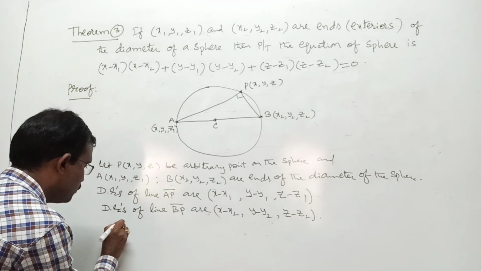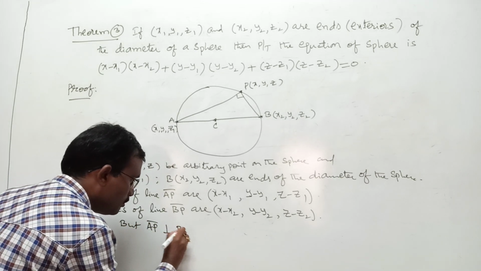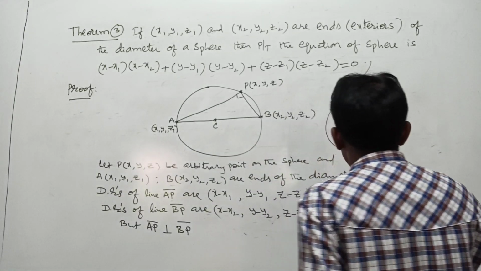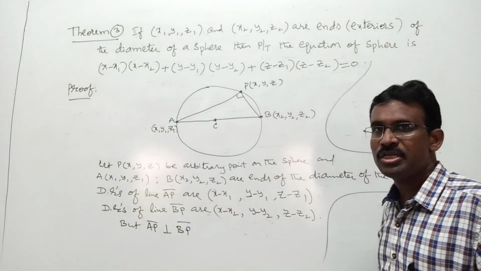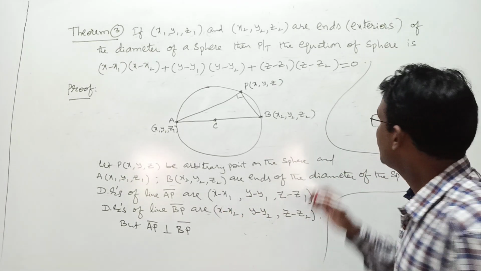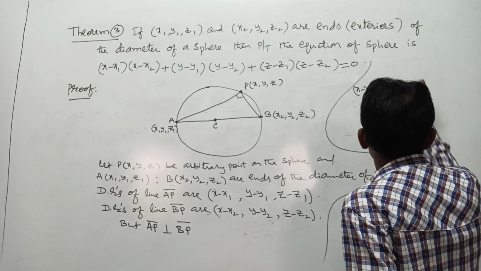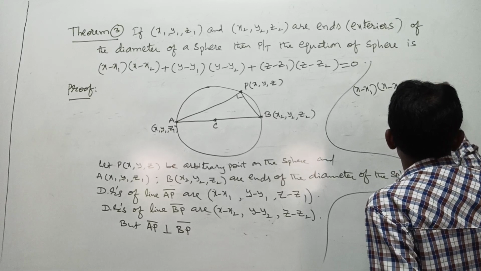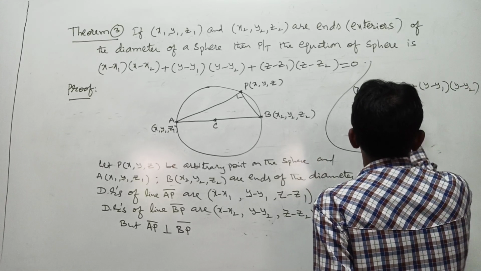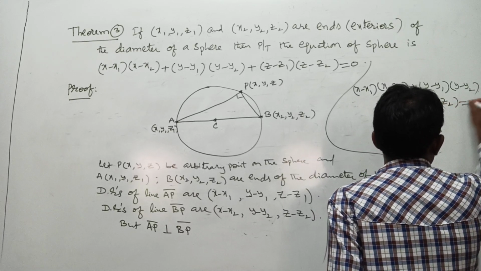Now use the perpendicular condition between direction ratios of two lines. This AP line is perpendicular to the BP line. The perpendicular condition in terms of direction ratios is this into this plus this into this plus this into this equal to 0. That I am writing: x minus x1 into x minus x2 plus y minus y1 into y minus y2 plus z minus z1 into z minus z2 equal to 0.